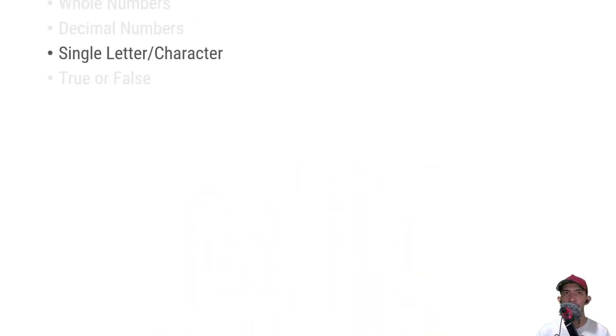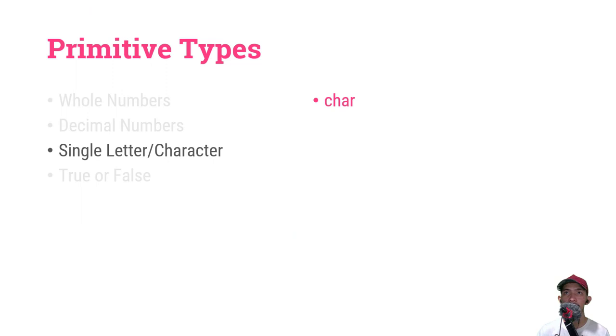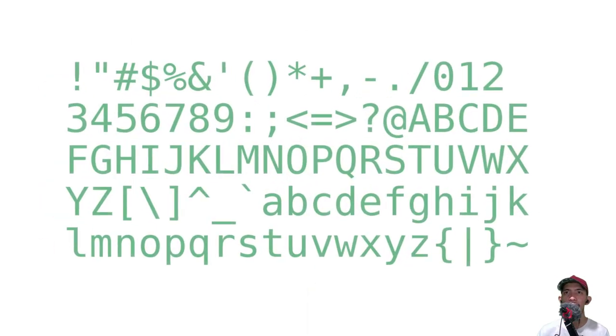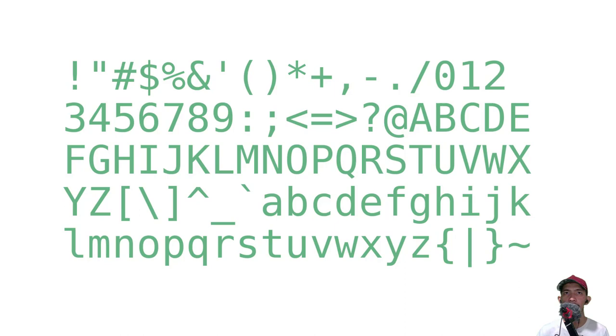So for storing single character naman, ang ginagamit natin na data type is char, which means character. Ganito natin siya i-declare: char x, or yung variable natin, equals yung ating value. Let's say letter A na malaki, or basta isang letter lang. Ang ginagawa natin dyan, dinadagdagan natin ng single quotation. So nabanggit ko kanina yung ASCII, so that is American Standard Code for Information Interchange. Basically, ito yung mga kaya niyang i-hold na character.